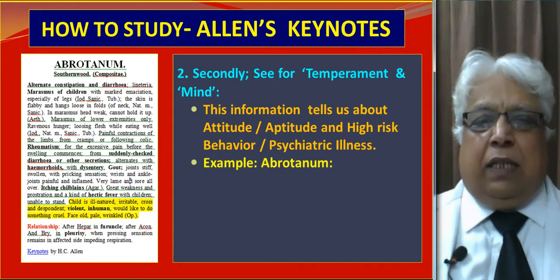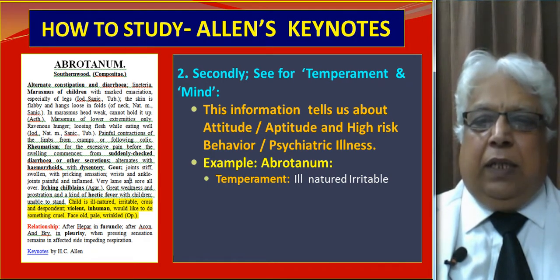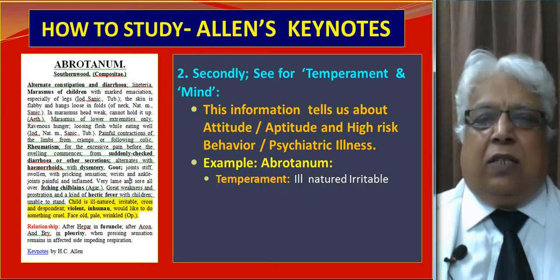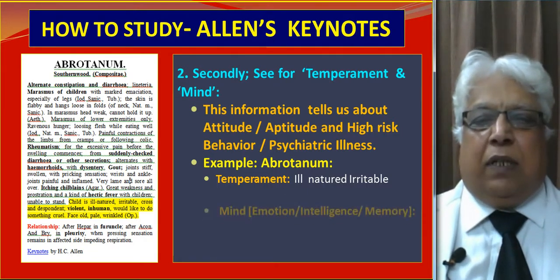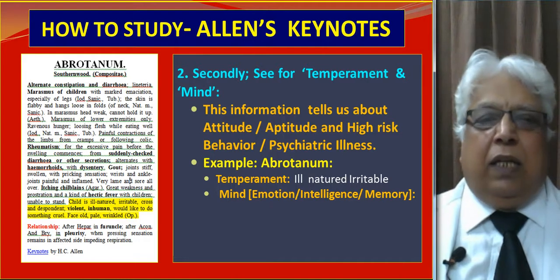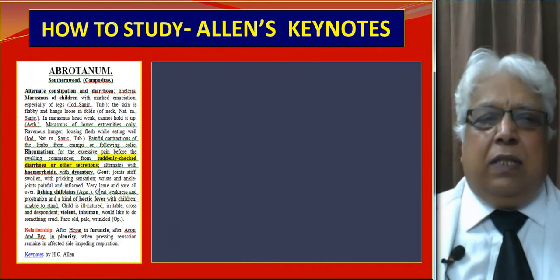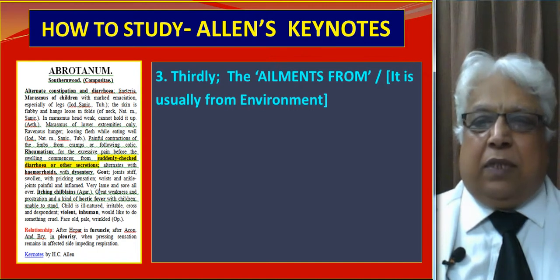For example's sake, in Abrotanum you will find the temperament: ill-natured, irritable. And see where this particular thing is given, in the last section of this particular description. And if you find the mental components, which include emotion, intelligence, memory, you will find cross and despondent, violent, inhuman, would like to do something cruel. So this kind of symptoms are very important for us.